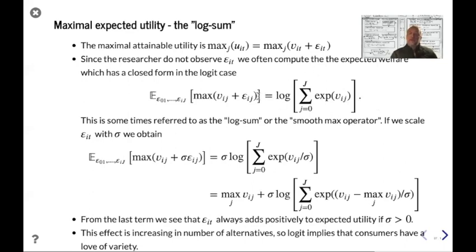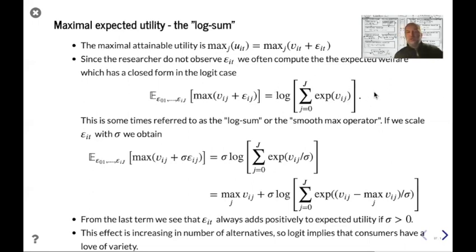This is what measures the maximal expected utility, where you take the expectation with respect to that distribution of epsilons. So this is a good welfare measure, a measure for how well off consumers are. And we can calculate it in the Logit model, in closed form.